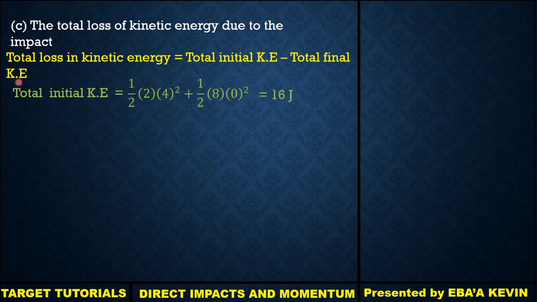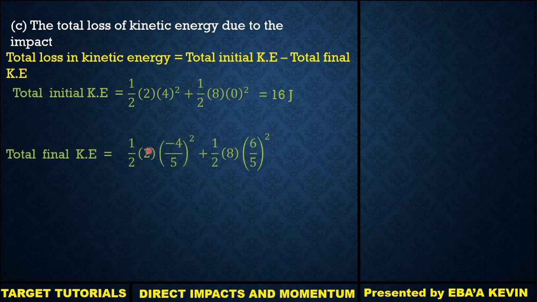Similarly, we have to obtain the total final kinetic energy. The total final kinetic energy is the sum of the kinetic energies after impact, which is the kinetic energy of sphere A after impact plus the kinetic energy of sphere B after impact. Knowing that the velocity of A after impact is equal to -4 feet, and the velocity of sphere B after impact is equal to 6 divided by 5, we obtain the total final kinetic energy to be equal to 6.4 joules.